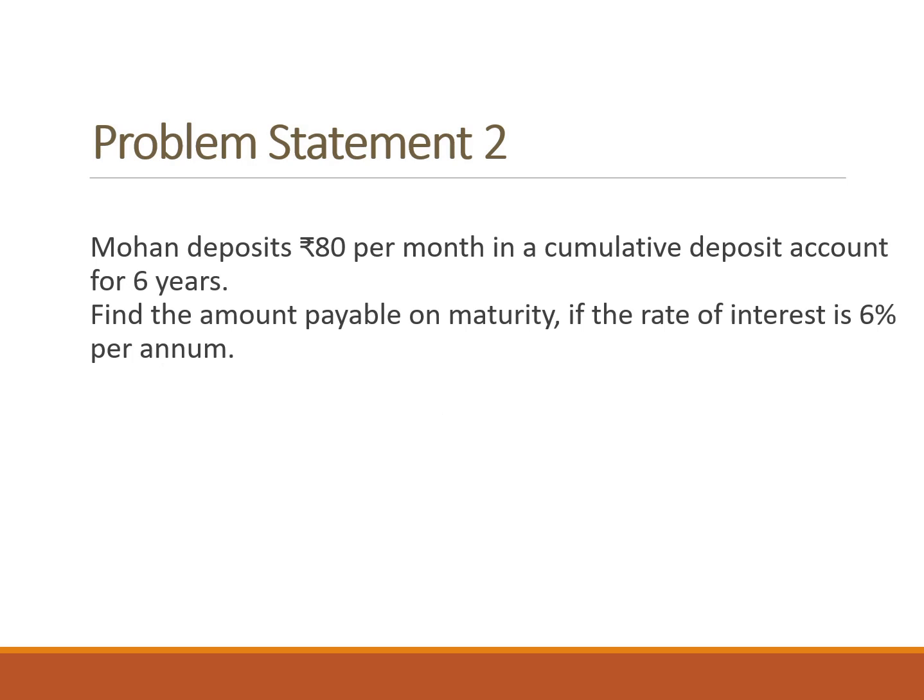Let's begin with the problem. Mohan deposits 80 rupees per month in a cumulative deposit account for a period of 6 years. We are asked to find the total amount he will receive on maturity, if the rate of interest is 6% per annum.